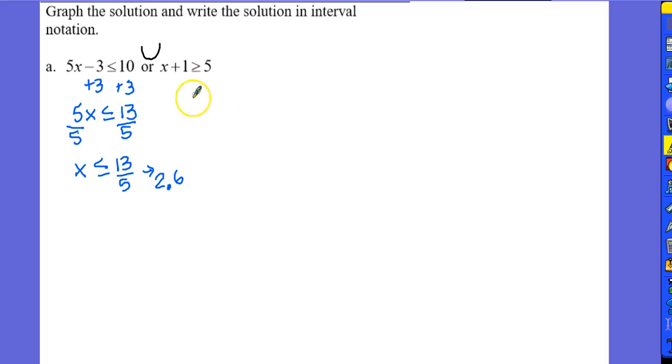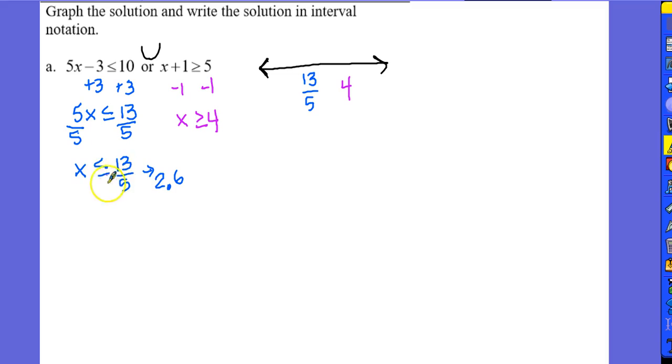And then I'm going to do this one in purple. So we'll subtract 1. So x is greater than or equal to 4. So we've solved each inequality, and now we have to give our solution to the inequality. So we're going to graph it first to see what the solution is. So which one comes first, 13/5 or 4? 13/5, right, because it's 2.6, and 4 will be over there.